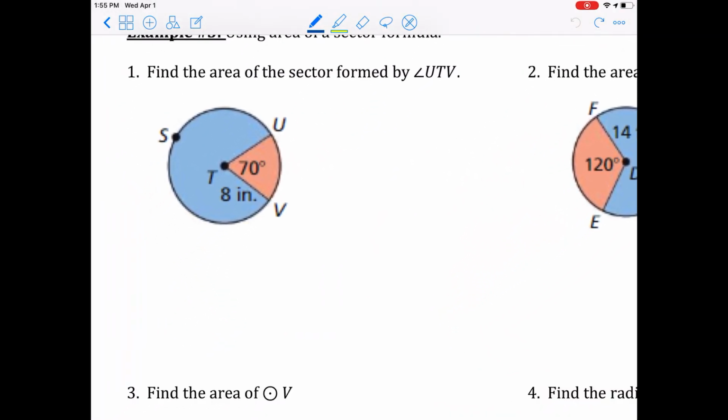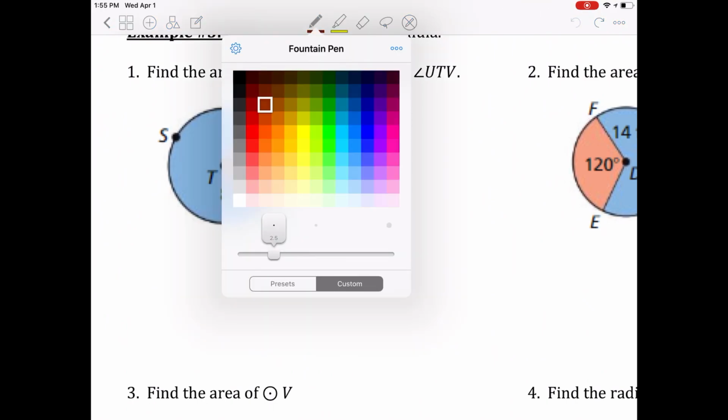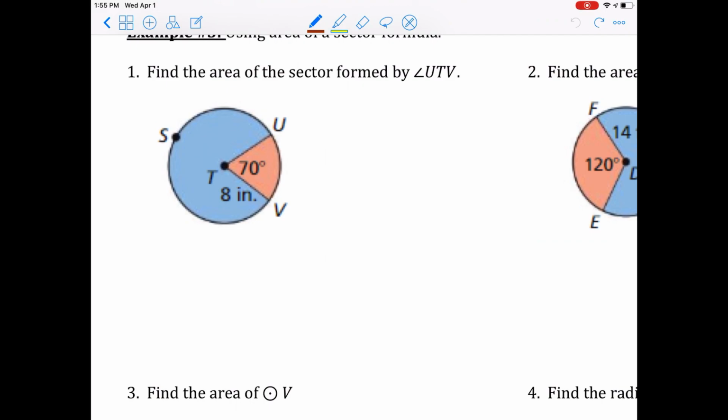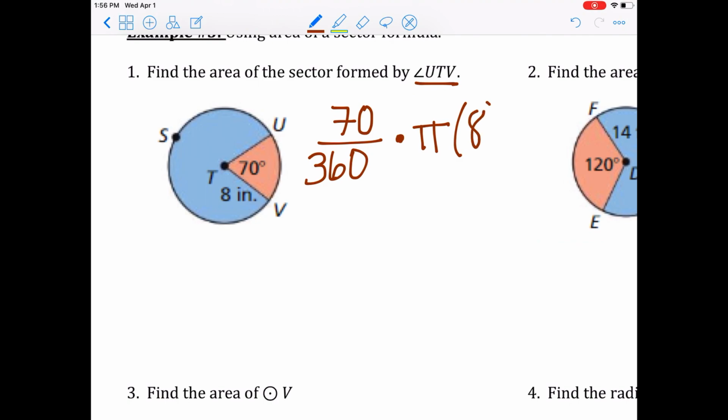So we have our 70, because that's our sector, the orange sector. Let's keep it with the colors. It looks like we have to find both of them. Or find the sector formed by UTV. UTV, okay, it's just the orange one. So we have the orange having the measurement of 70 degrees, and we put that over 360. And multiply that by pi r squared.